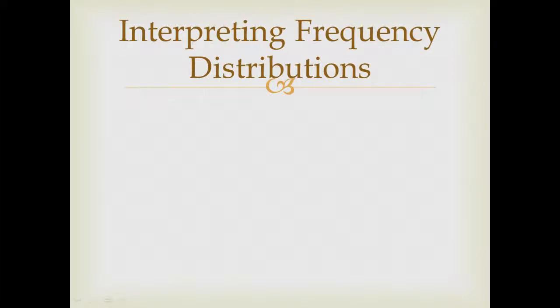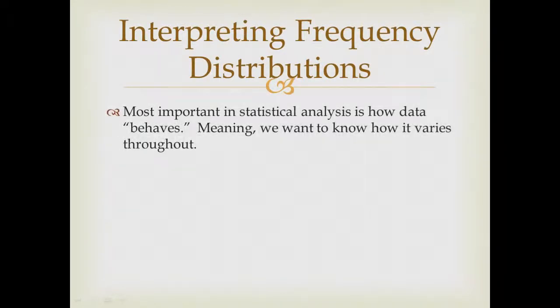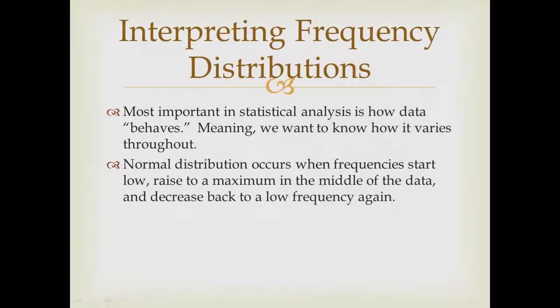The last thing we discuss is interpreting frequency distributions. When we interpret, we want to take a look at how the data behaves. We want to know how it varies throughout. And the one distribution that we'll talk about right from the get-go is normal distribution. You don't have to look at a curve to know if it's normal distribution or not. You can take a look at the frequencies in the frequency table. If the frequencies start low, rise up to a maximum number of frequencies in the middle of the data, and then decrease back down to low frequency again, you have normal distribution. You want most of your data to be around the center.